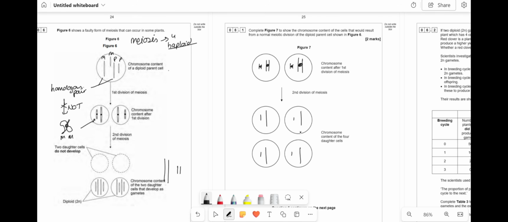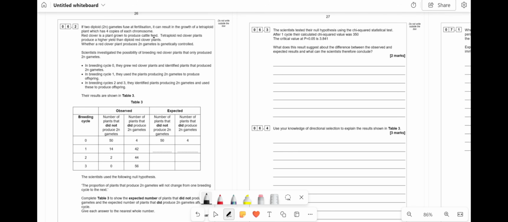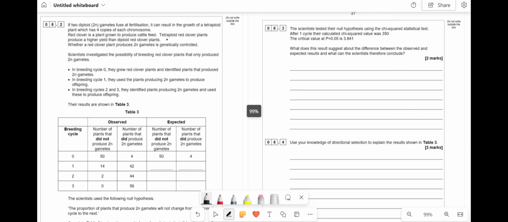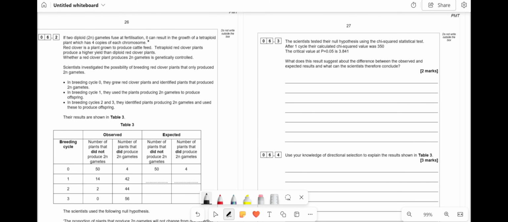These chromatids then separate. So if 2 diploid gametes fuse at fertilization, it can cause the growth of a tetraploid plant which has 4 copies. So it's actually got 4n as its number. Red clover is a plant grown to produce cattle feed. Tetraploid clover plants produce a higher yield than diploid. Whether a red clover plant produces 2n gametes is genetically controlled.